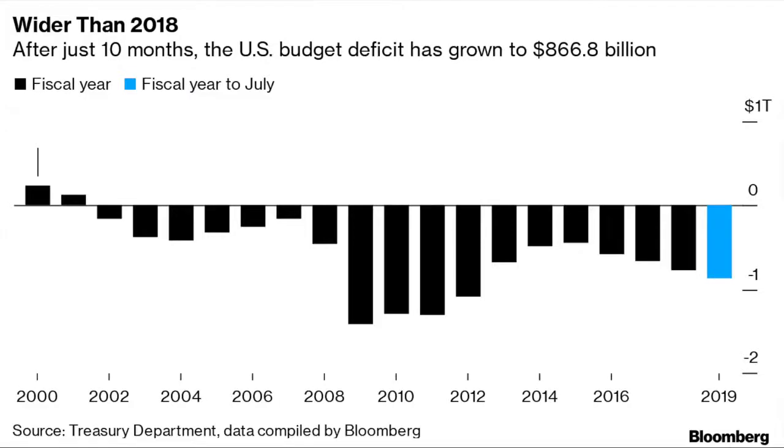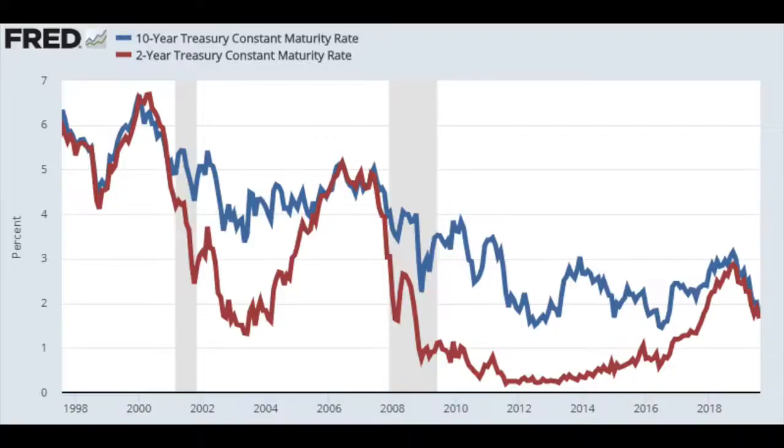When we switch to the US, the deficit in 2019 is already higher after just 10 months than 2018. This is really crazy, and this is also a stimulus. So fiscal stimulus, monetary stimulus, and despite the stimulus, there is no stellar economic growth. And what happened on Wednesday?